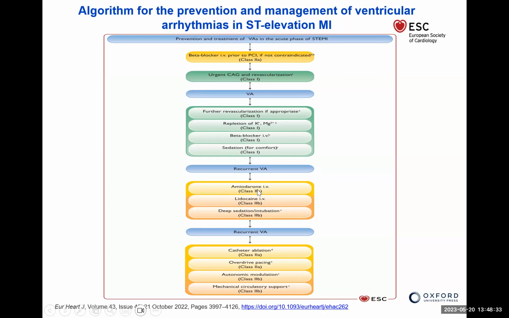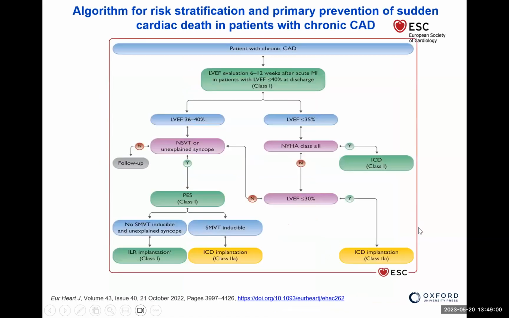Generally, lidocaine is 2B compared to 2A with amiodarone. So we start with amiodarone. If the tachycardia is still not well controlled, we add lidocaine with amiodarone. Then again, deep sedation. If tachycardia is recurrent, then consider catheter ablation. If there is bradycardia, you may consider overdrive pacing, pace the patient faster if it is triggered with PVCs and bradycardia. And then sometimes you may need to go for mechanical circulatory support in very advanced cases.